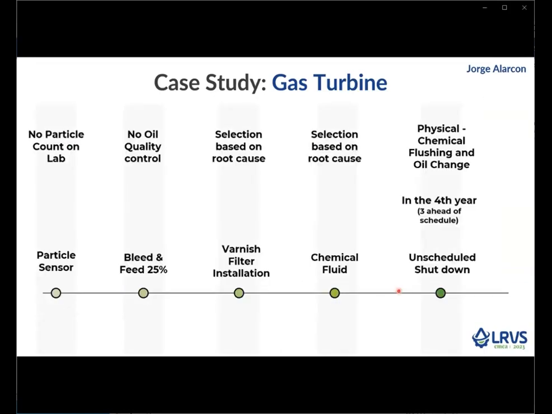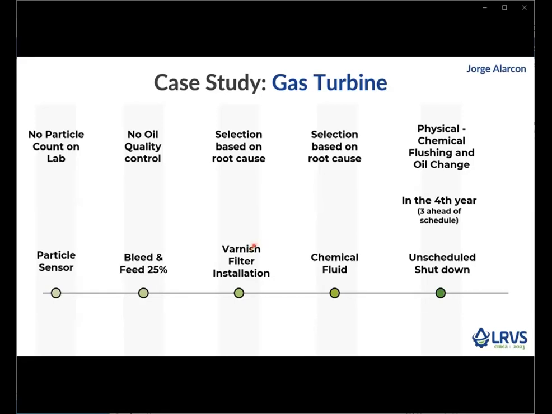So summarizing the case here: no particle count in the lab because the site installed a particle sensor in the turbine, which was a mistake. We would have been able to catch the problem very easily at the beginning, but they decided to go for this one. And no oil quality control on the oil that was used for the bleed and feed process, right? So there was no quality control.